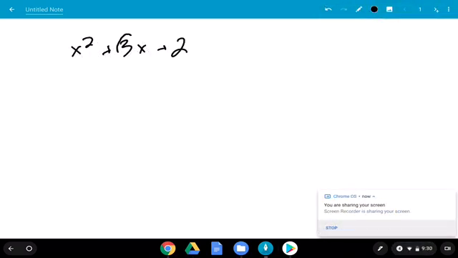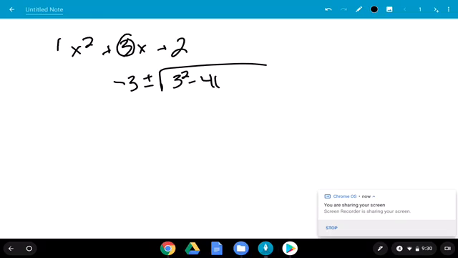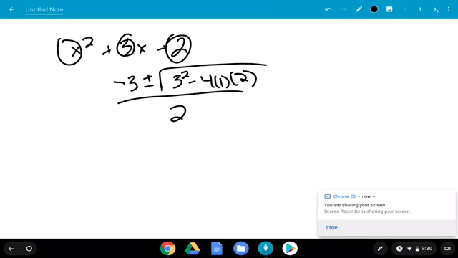In this equation, you can find that your b number is 3. So you say that's a negative 3 plus or minus the square root of 3 squared minus 4 times your a, which is 1, and your c, which is 2. And then put that all over 2 times a, which again is 1.